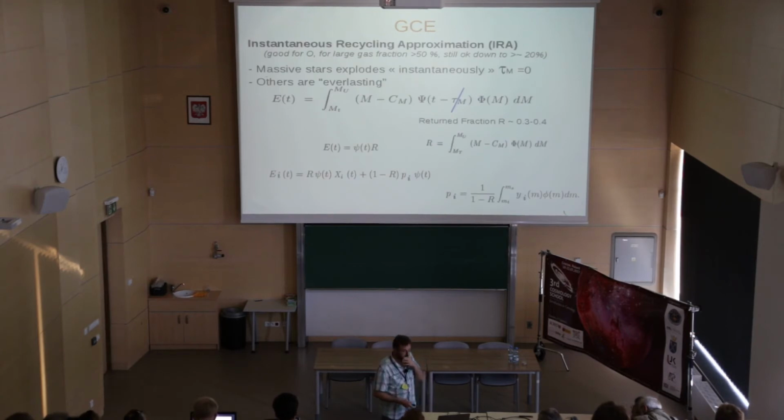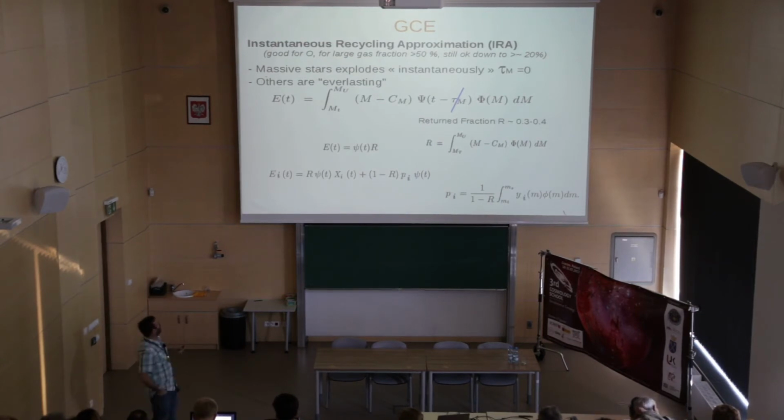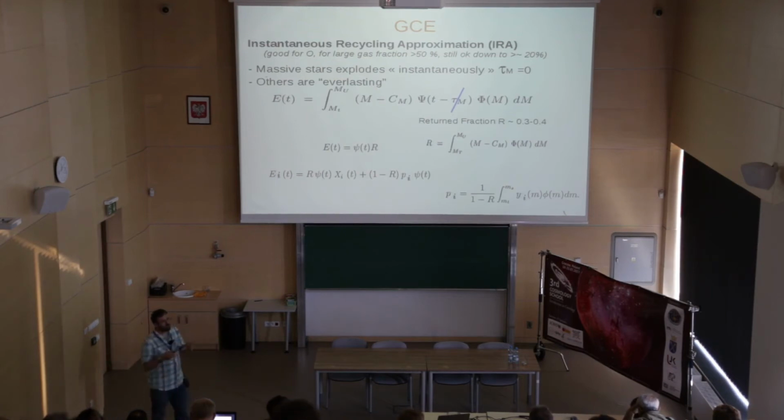Everybody follows? Good. Now it's time to make another assumption so that you can play afterwards. And the assumption is the instantaneous recycling approximation, IRA, which is good for elements like oxygen, especially when you have large gas fractions. It works quite well. And it's good for oxygen because oxygen is made mostly in massive stars. So for elements which are made mostly in massive stars, that will work relatively well.